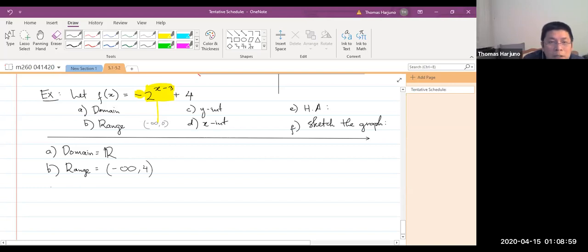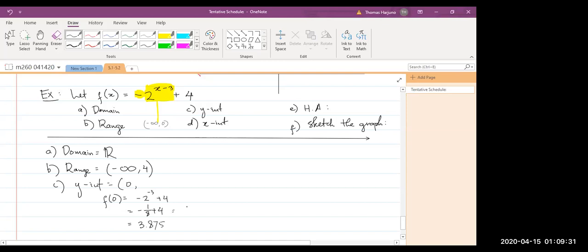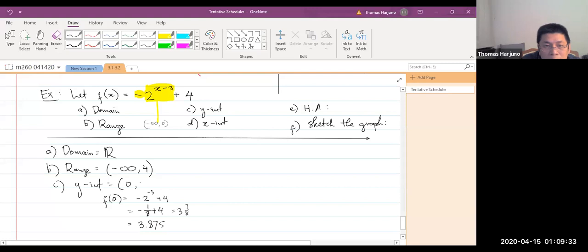Okay, now part C, how about the y-intercept? This one I think is ugly. When x equals 0, f(0) will be negative 2 to the negative 3 plus 4, that's negative 1 over 8 plus 4. That will be 3.875. It's basically 3 and 7/8, almost 4, but not 4.